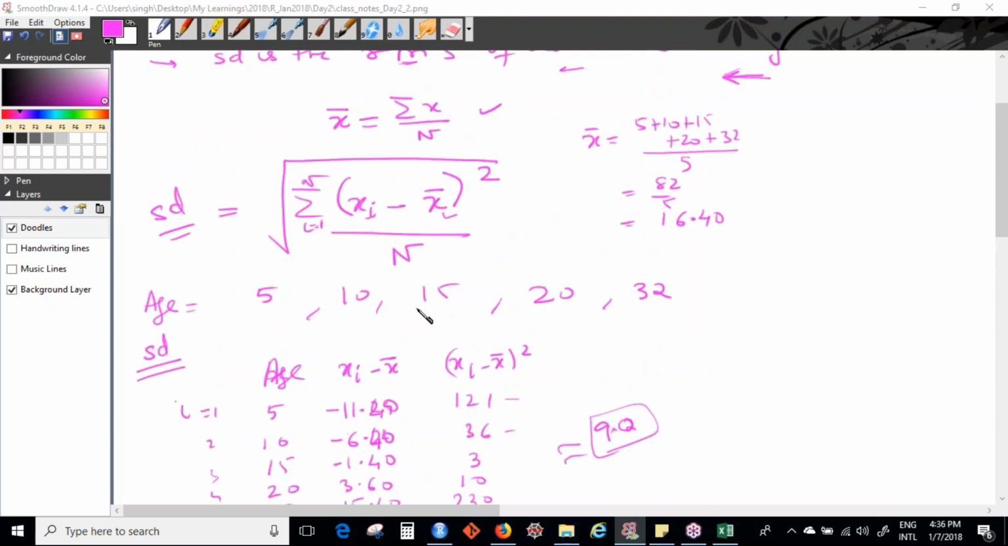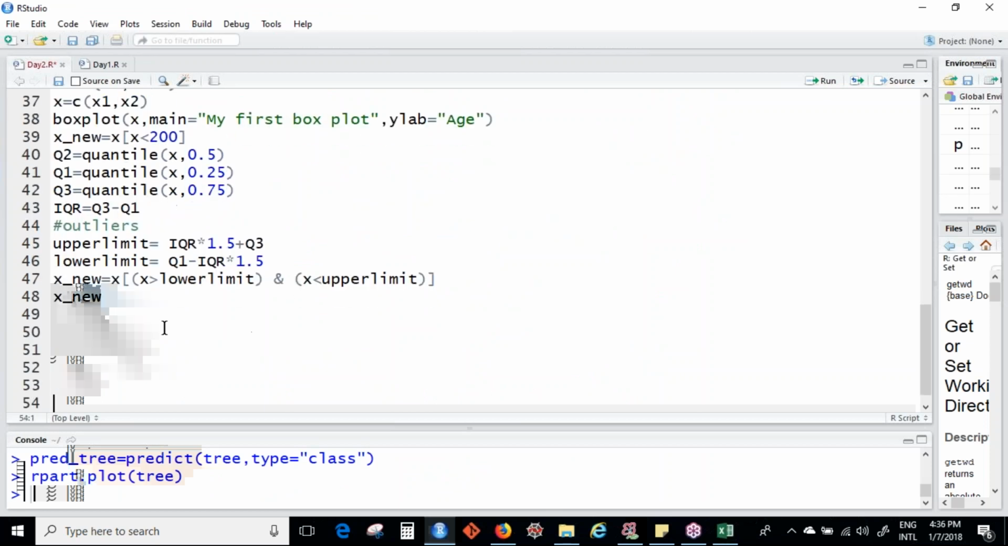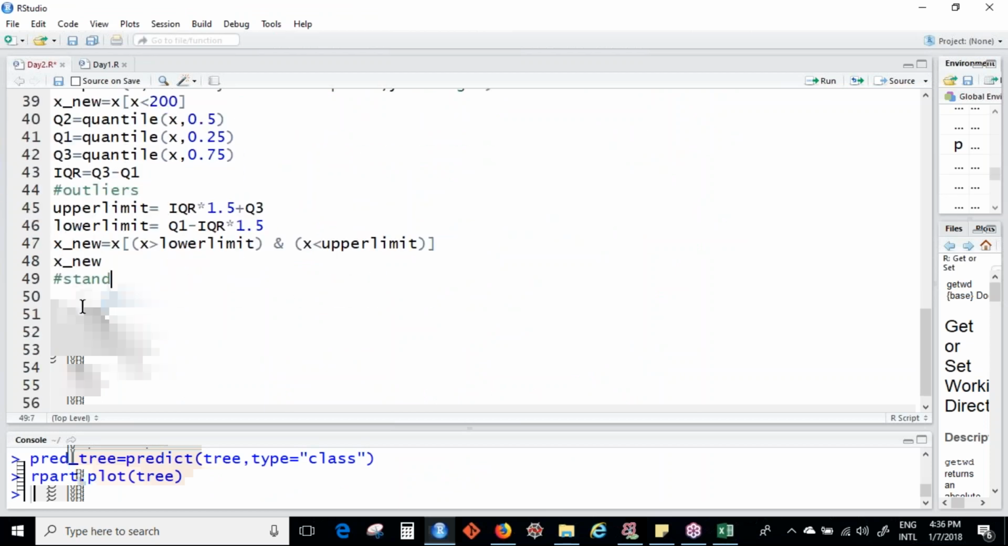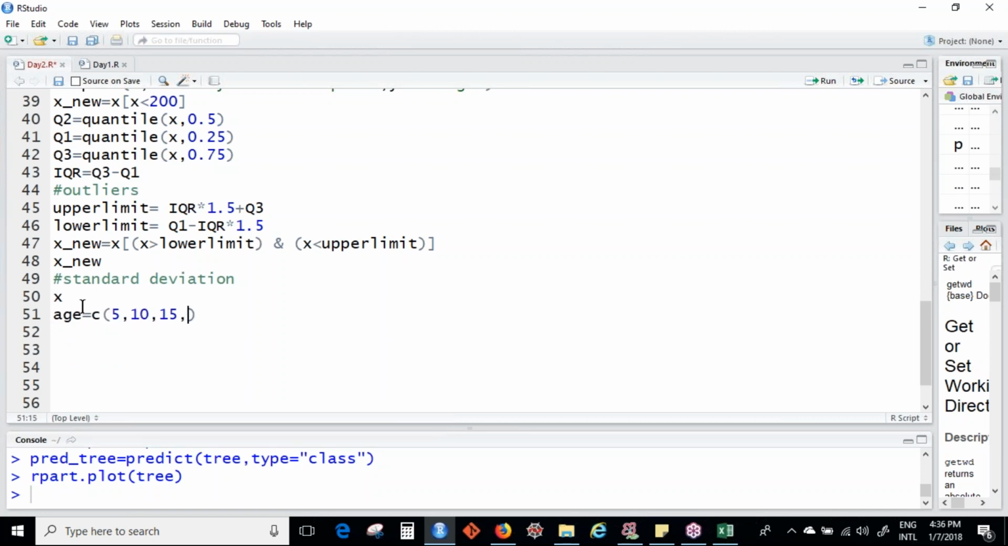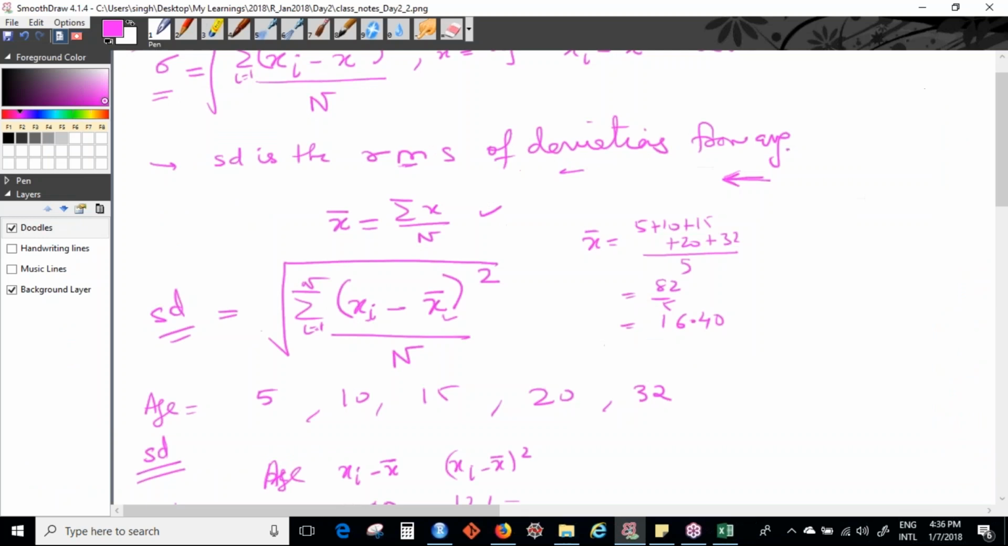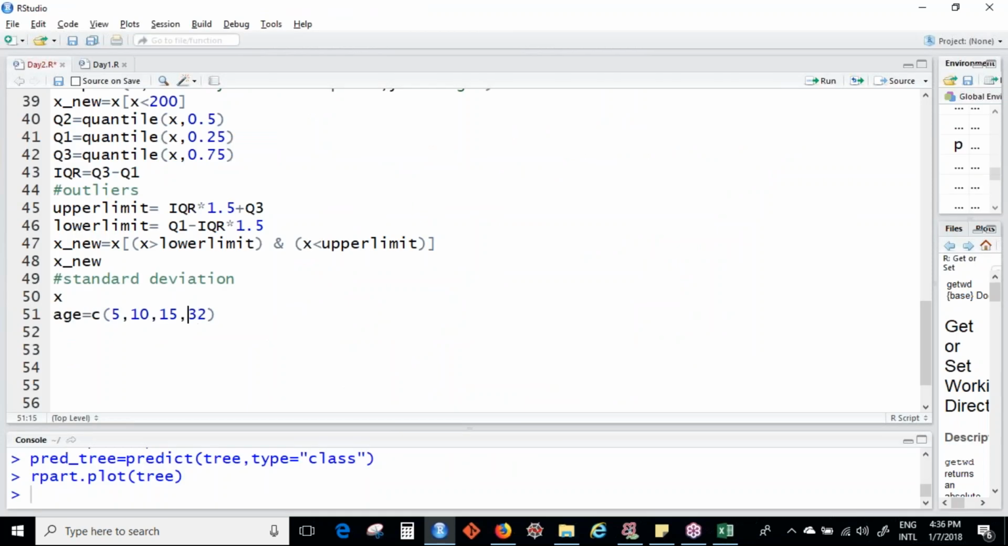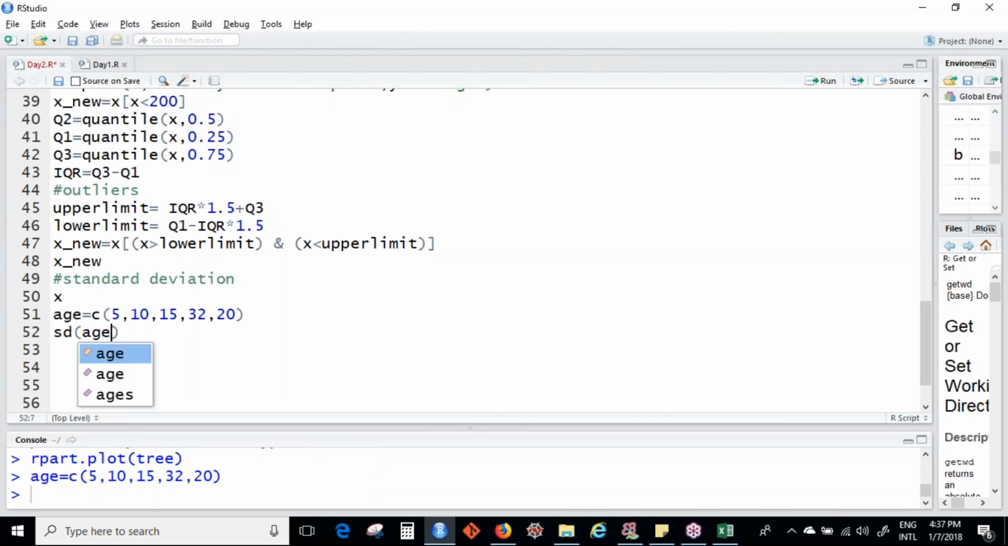We can do this in R as well. Let us do this in R. So 5, 10, 15, 20 and 32, right? Let's do that in R. Standard deviation. Okay. So our age is, what are the numbers? 5, 10, 15, 20 and 32. You find the standard deviation using the function SD. So if you give SD of age, you will get the value of standard deviation. But here you will get a slightly different value. I'll tell you why. Okay.